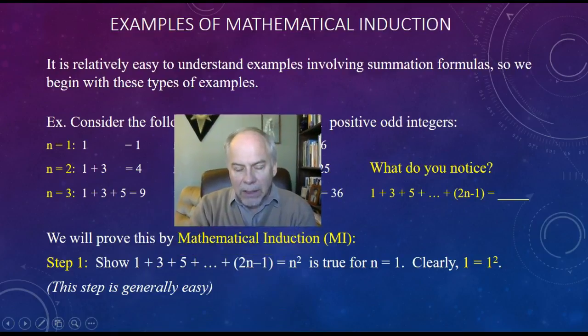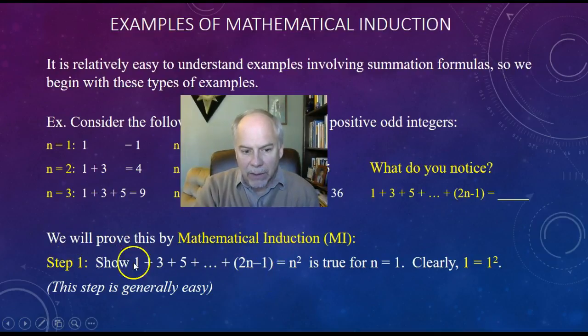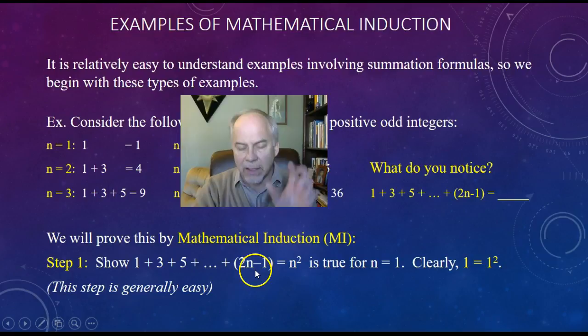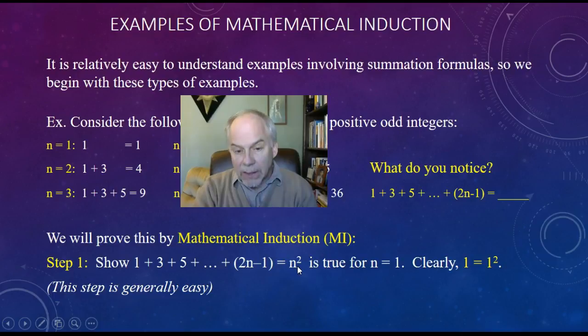So what we think is true is this right here. Show that 1 plus 3 plus 5 plus ... all the way to 2n minus 1, which is the stopping number, the nth odd integer, and you add that all up and you get n squared. So we believe that that's the correct formula.